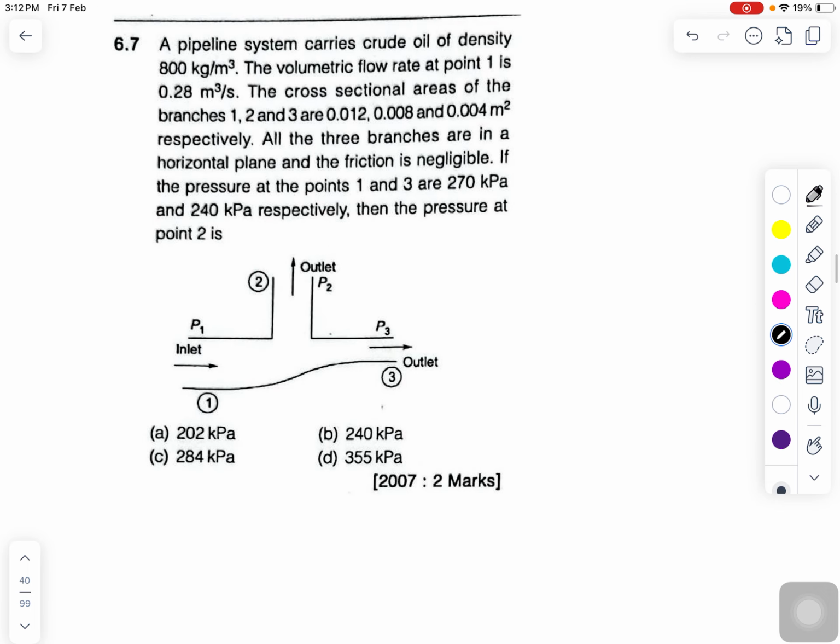The next question says that a pipeline system carries crude oil of density 8800 kg per meter cube. So here the density of this fluid is given as 8800 kg per meter cube. The volumetric flow rate at point 1 is given as 0.28 meter cube per second. The cross sectional areas at points 1, 2 and 3 are given to you. All three branches are in a horizontal plane, meaning there is no difference in elevation of points 1, 2, 3. If the pressures at points 1 and 3 are as given, then the pressure at point 2.